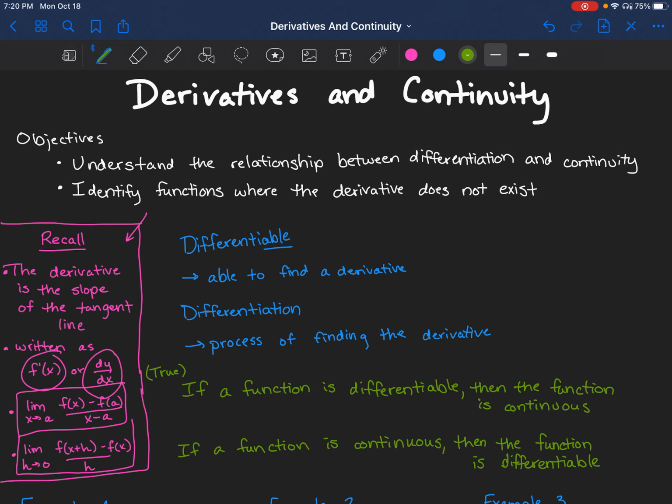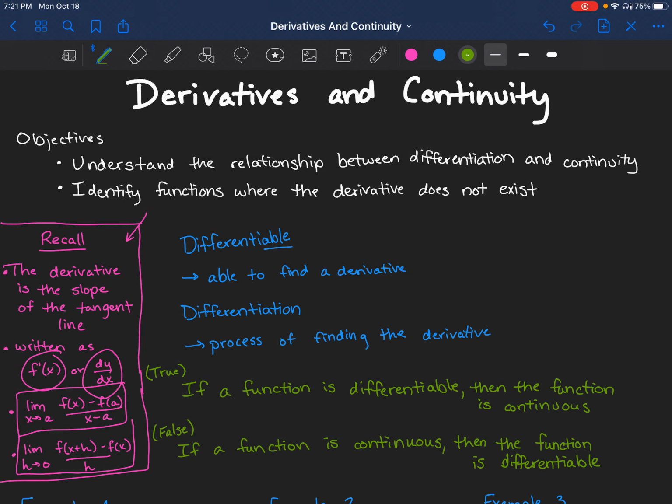However, the converse of this statement, if a function is continuous, then the function is differentiable, is not always true. So I'm going to write the word false for that. So again, just because it's continuous doesn't mean it's differentiable. That's what I'm going to get to in my examples in this set of notes.